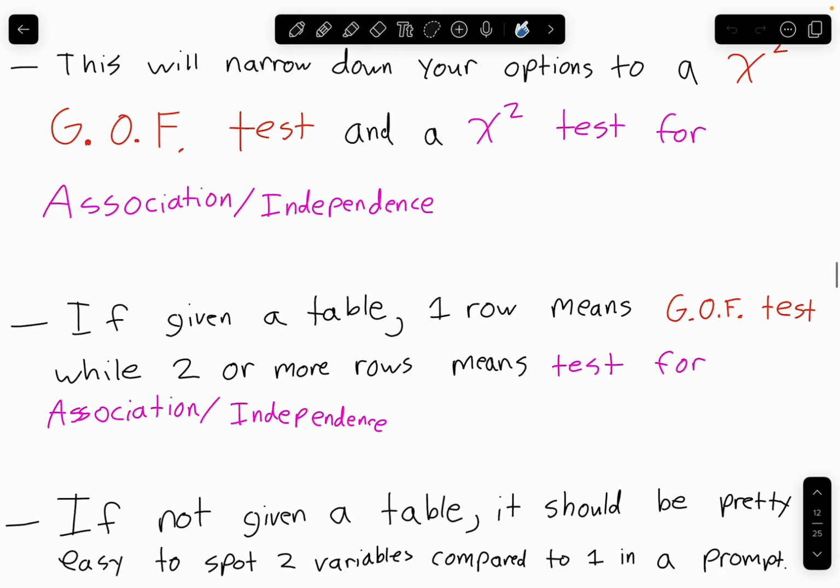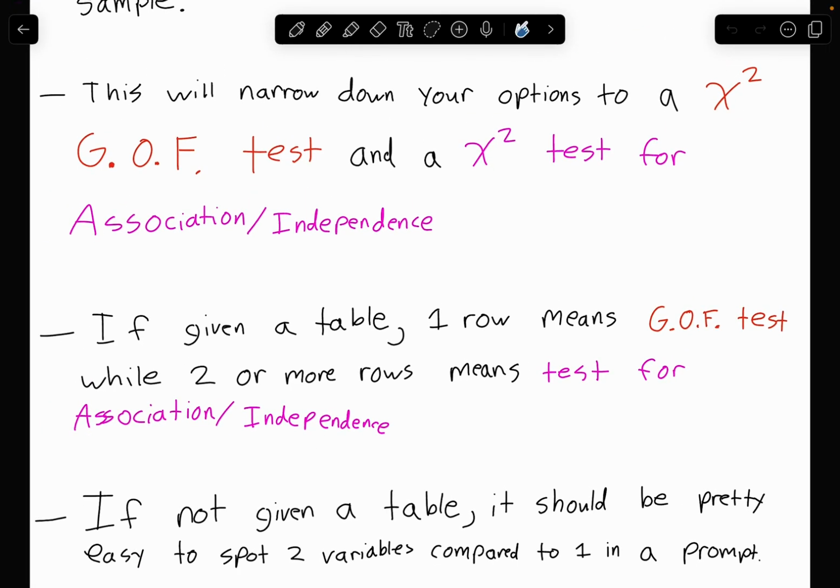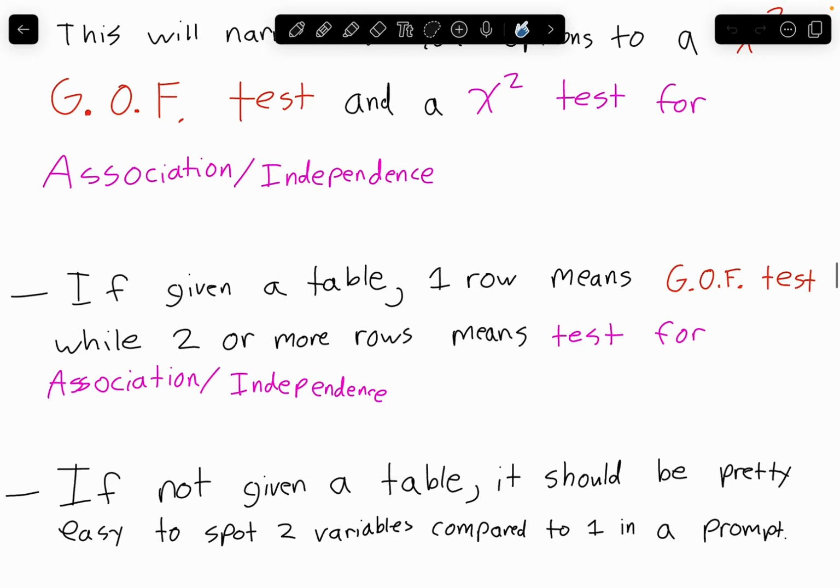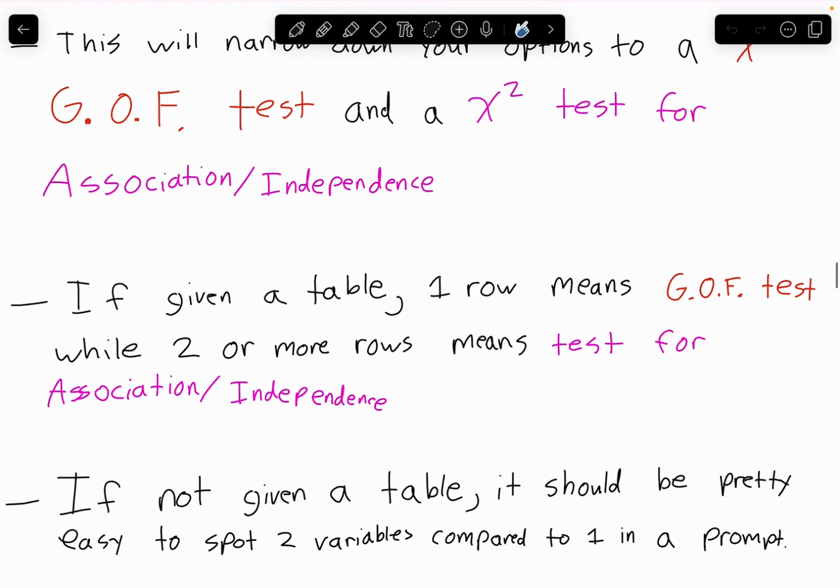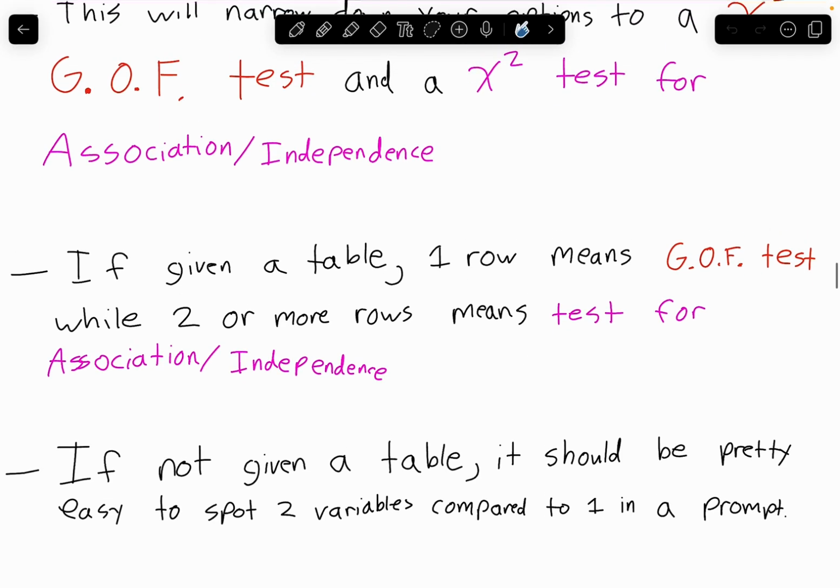If given a table, which we have seen in, I think, all three examples, look for two or more rows, or one row. One row means goodness of fit test, while two or more rows means a test for association/independence. If not given a table, it should be pretty easy to spot two variables compared to one, because it will give you words such as relationship between, which is association between, those can go hand in hand, and it will say between variable 1 and variable 2.